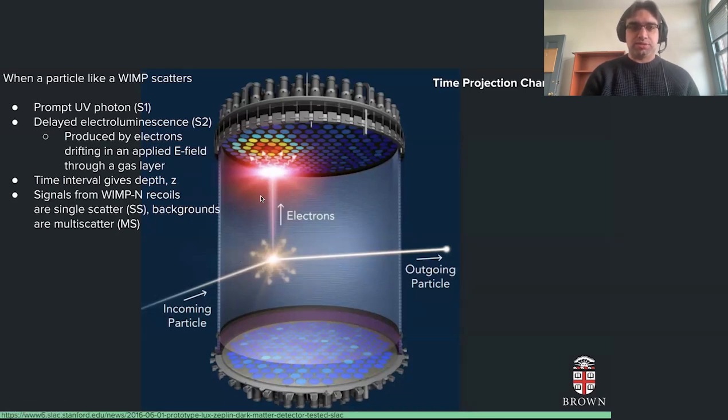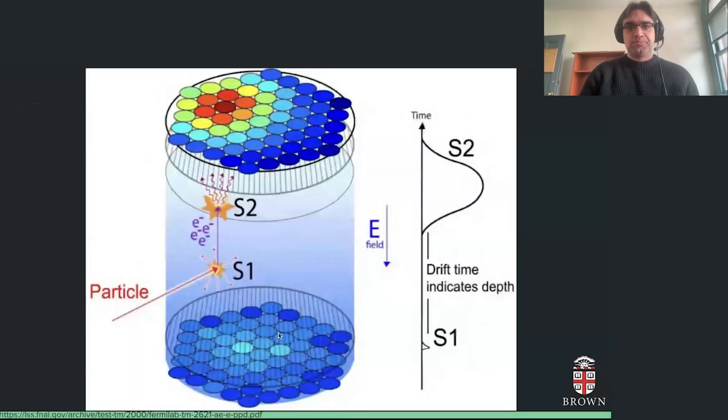Every time we see these signals, this S1 and S2 signal, we can tell whether it's a single or multiscatter, and whether the recoil came from a nuclear recoil or an electronic recoil. So these things help distinguish between your WIMP signals and other things. And they're detected, and there are these little colored circles up here. We're going to get to what these mean in a sec.